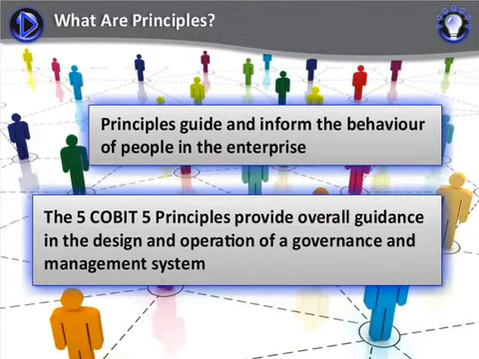The 5 principles of COBIT 5 relate to governance and management in a similar way that the principle of free speech relates to a democratic society. They are the bedrock on which good governance and management rests. The 5 principles underpin the COBIT 5 framework and provide overall guidance in the design and operation of a governance and management system.